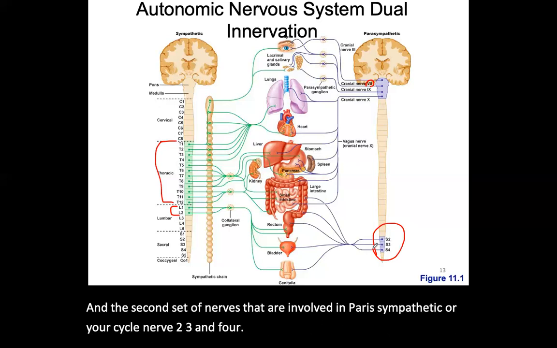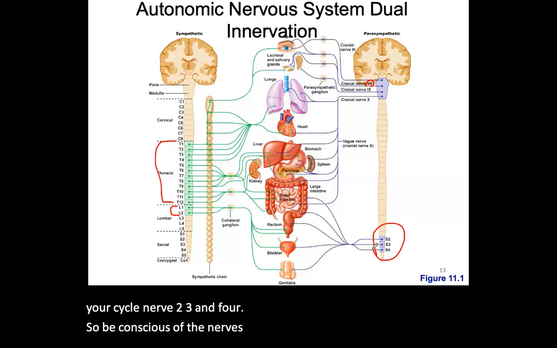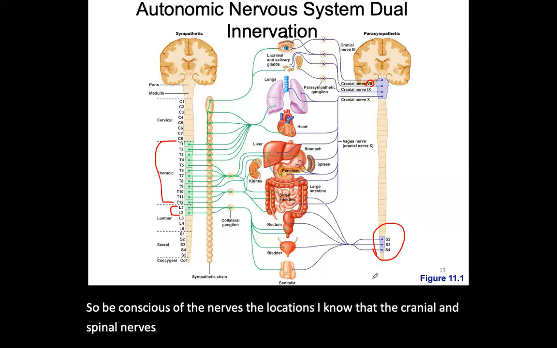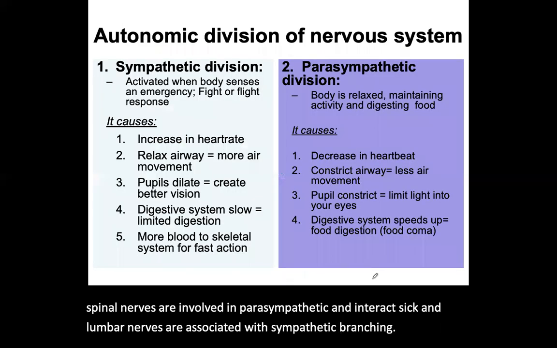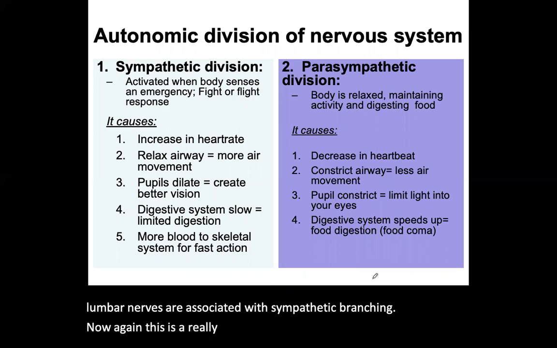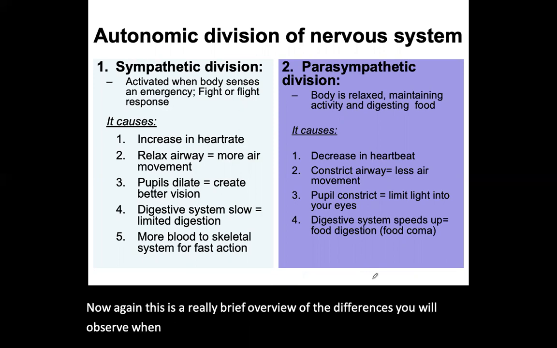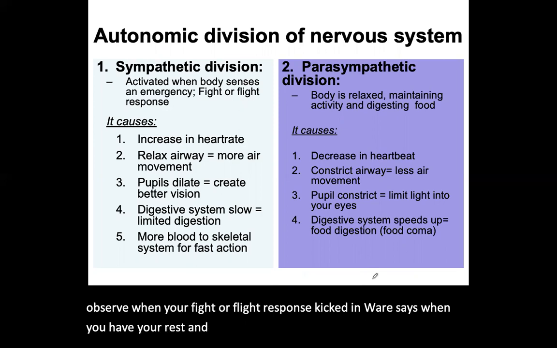So be conscious of the nerves and the locations. Know that the cranial and spinal nerves are involved in parasympathetic, and then thoracic and lumbar nerves are associated with sympathetic branching. Now, again, this is a really brief overview of the differences you will observe when your fight or flight response kicks in versus when you have your rest and digest system active.